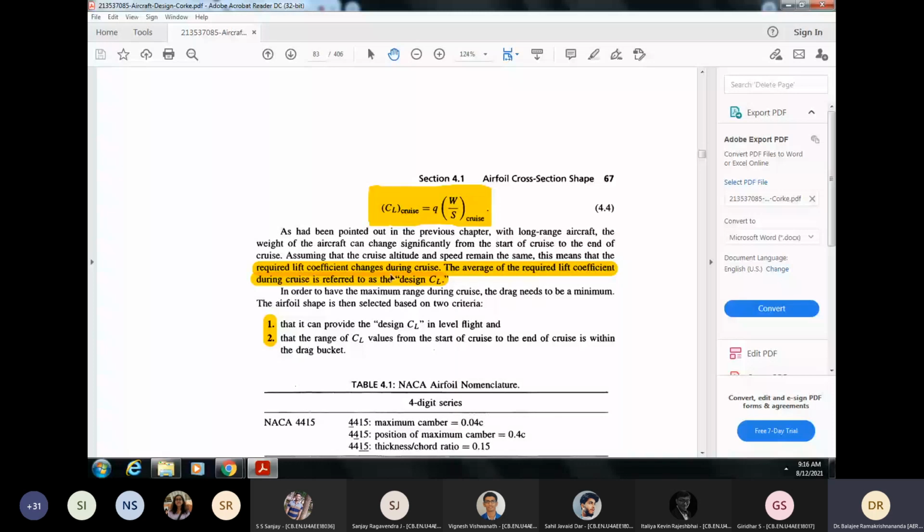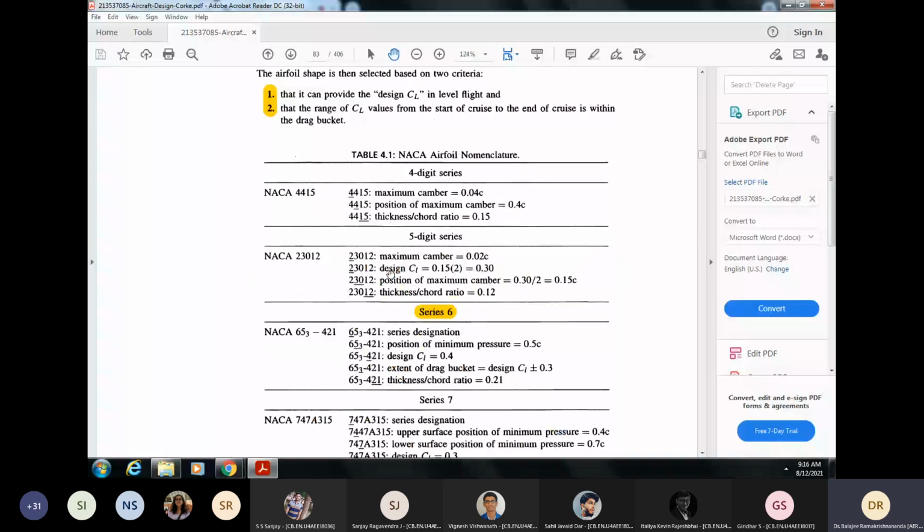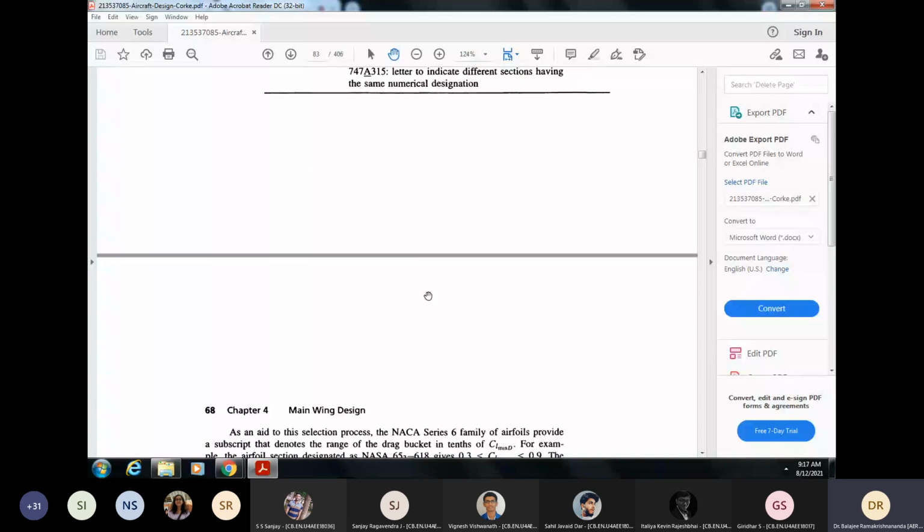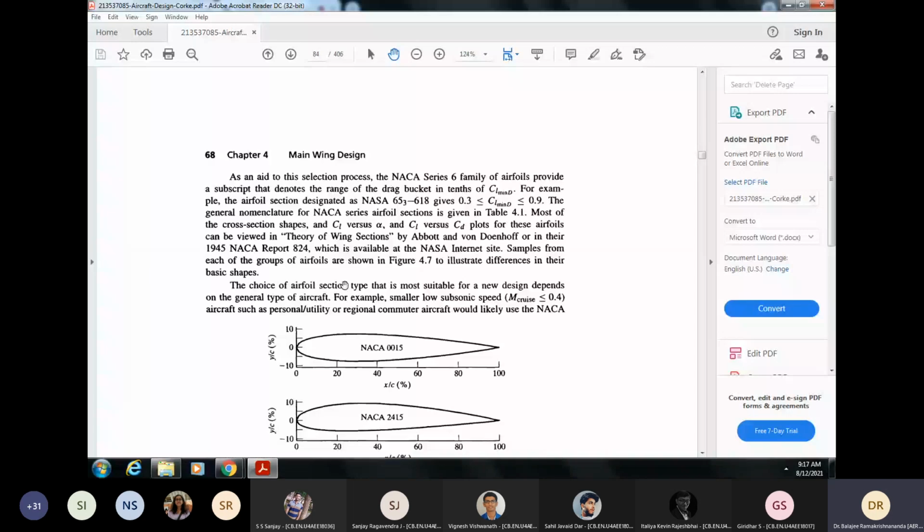Some airfoils are given here. You can consult theory of inflection for more details. Then the 6 series airfoils were designed for low speed flows; laminar flow airfoils they call them. Usually low speed laminar flow airfoils are there. So in World War II times, they wanted laminar flow at higher speeds also, transonic speeds also.